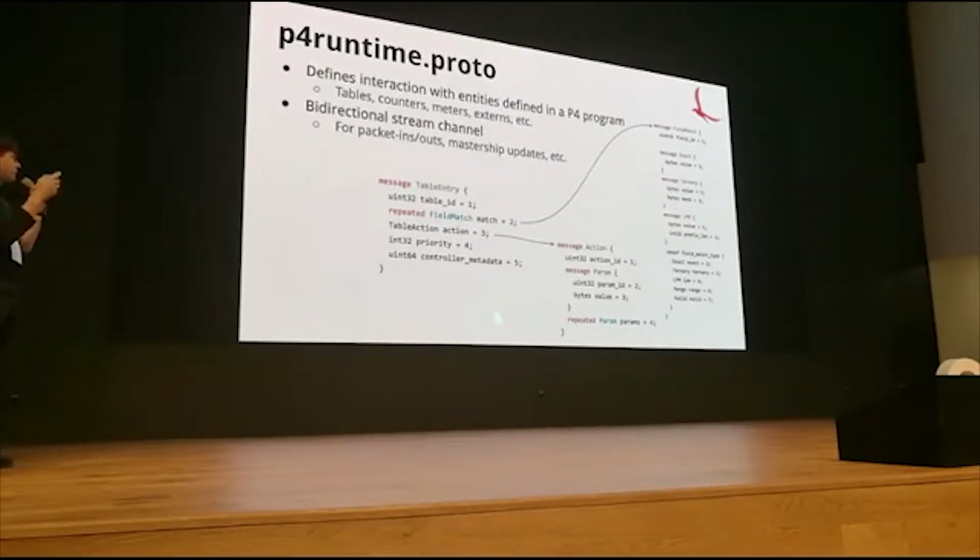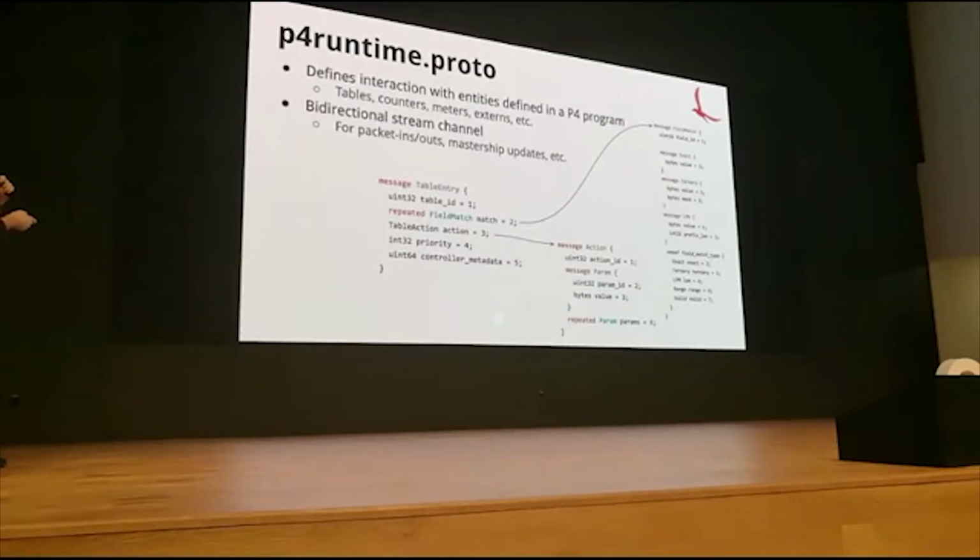So if you want to, for example, install a table entry, what you need to do is create a protobuf message where you specify the table ID, and a list of field matches, where each field match is specified by the ID of the field, where the ID corresponds to the field in your P4 program, and one of those field match types, like exact, ternary, longest prefix match, depending on how you define the match type in your P4 table. Then you specify the action, again specifying the action ID and the parameters, simply using the ID and the value in bytes.